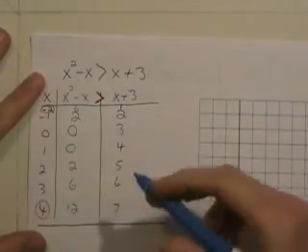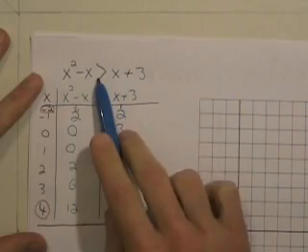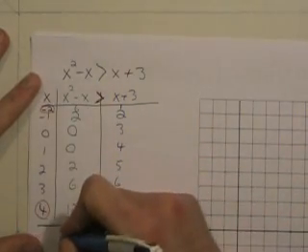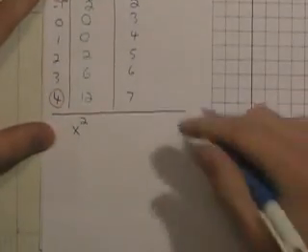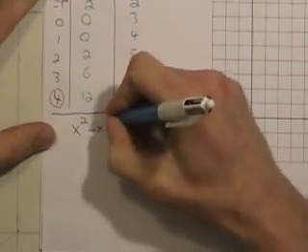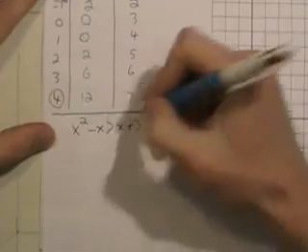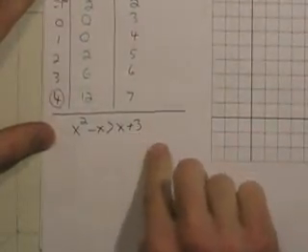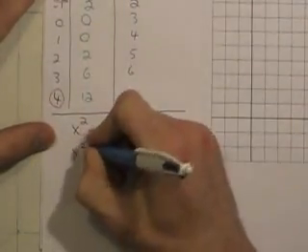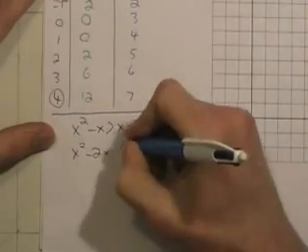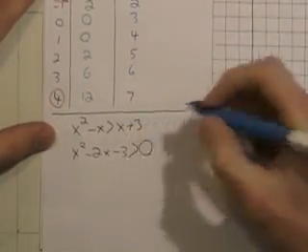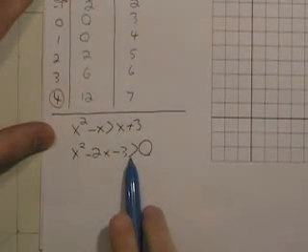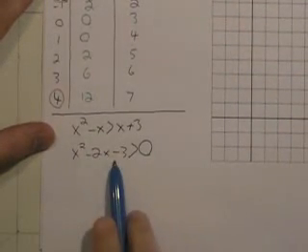We know that anything that solves this will also solve the transformed version, the x squared minus x is greater than x plus 3. I'll bring everything to one side: x squared minus 2x minus 3 is greater than 0. So we're looking for values of x that make this thing positive.